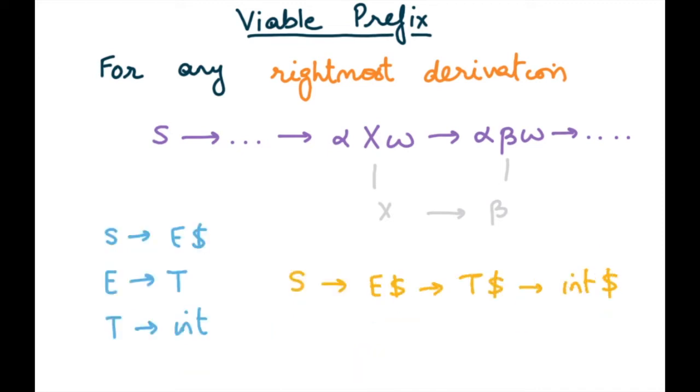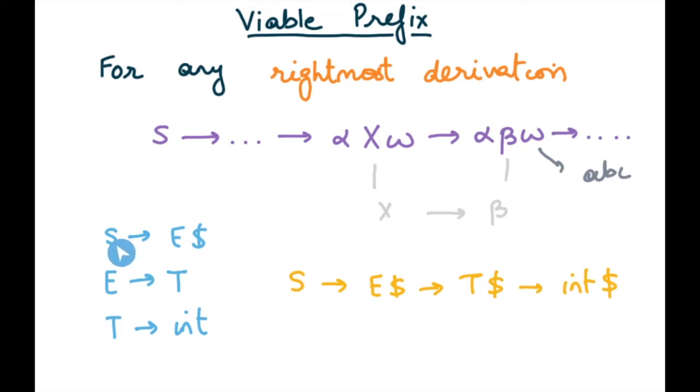Now, I want to emphasize an important subtle point here, which is that only alpha beta is a viable prefix, but alpha beta omega or any kind of prefix of omega is not a viable prefix. So for example, if omega was, let's say, ABC, then alpha beta A is not necessarily a viable prefix. And this can be seen through this example.